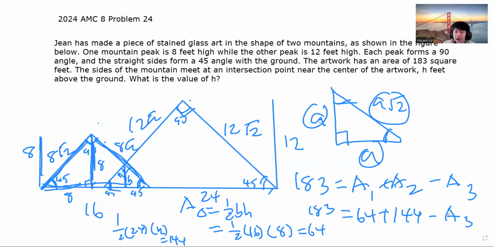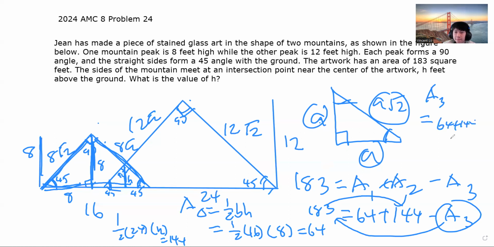Now we can isolate for A3. And we see that, okay, we can add A3 on both sides. We can subtract 183 on both sides. And now we get A3 equals 64 plus 144 minus 183. So A3 is equal to 25. All right, so now we have A3 is 25, but we're not done yet. We got to find h.